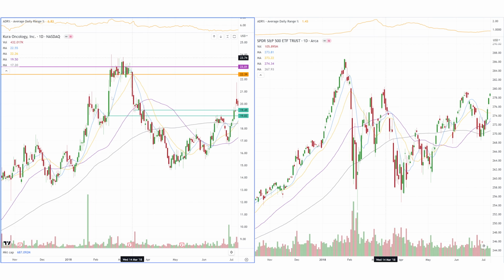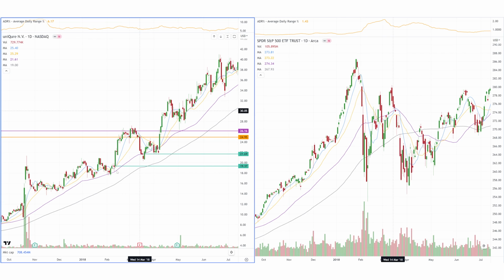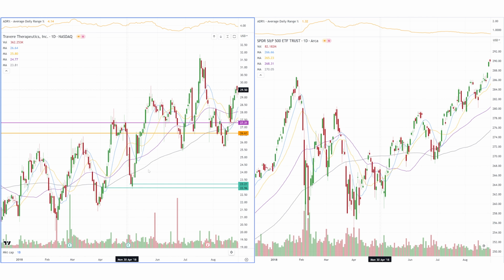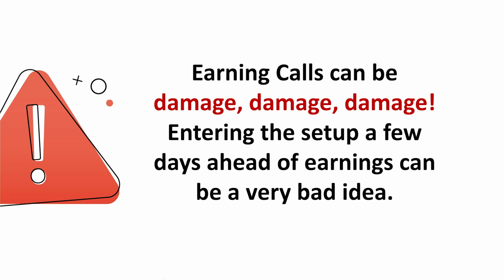Here's a setup with a nice consolidation, then earnings happening and a loss of momentum. Here's another one: nice first leg, good consolidation, starting to show some weakness, earnings call and a loss of momentum. Then here's another one: nice first leg, good surfing of the 10 days moving average, but then earnings and loss of momentum right after earnings. Overall, a conclusion that was highlighted in the previous video as well: earning calls can be damaging. Entering the setup a few days ahead of earnings can be a very bad idea, even in biotech.